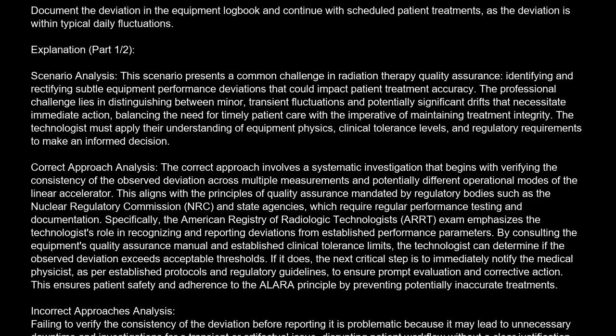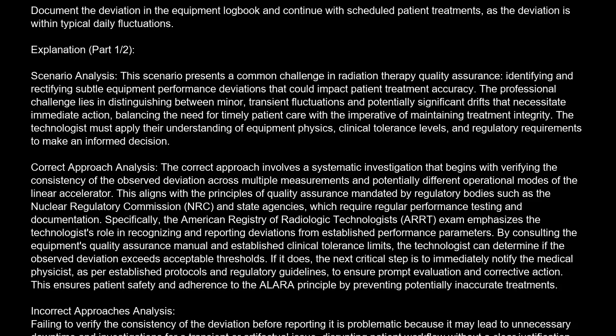Correct approach analysis. The correct approach involves a systematic investigation that begins with verifying the consistency of the observed deviation across multiple measurements and potentially different operational modes of the linear accelerator. This aligns with the principles of quality assurance mandated by regulatory bodies such as the Nuclear Regulatory Commission, NRC, and state agencies, which require regular performance testing and documentation.